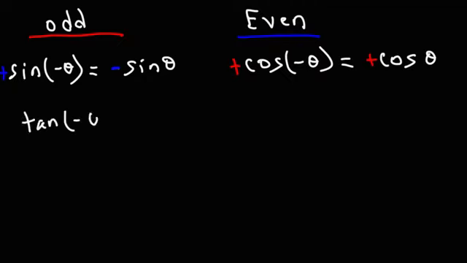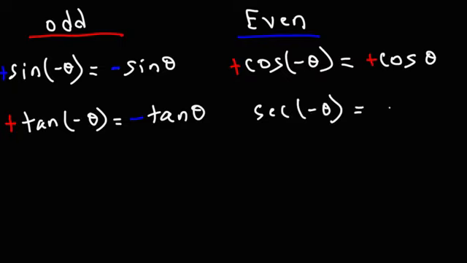So tangent of negative theta is going to be negative tan theta. So here we have positive tan negative theta, and here this is equal to negative tan theta. So that's an odd function. Secant is the reciprocal of cosine. So if cosine is an even function, secant is going to be even as well.